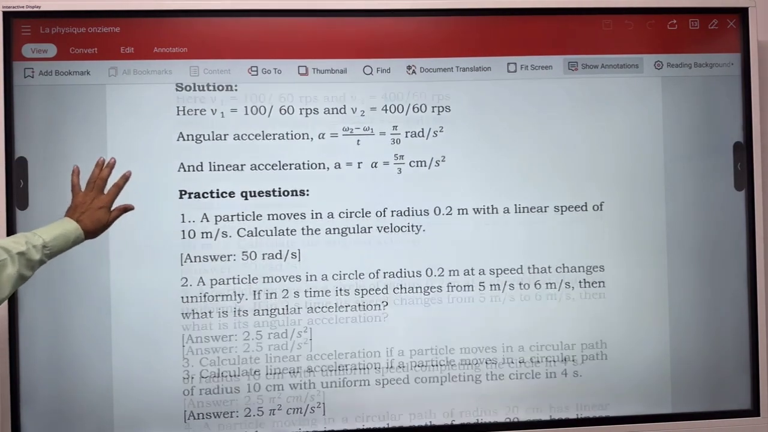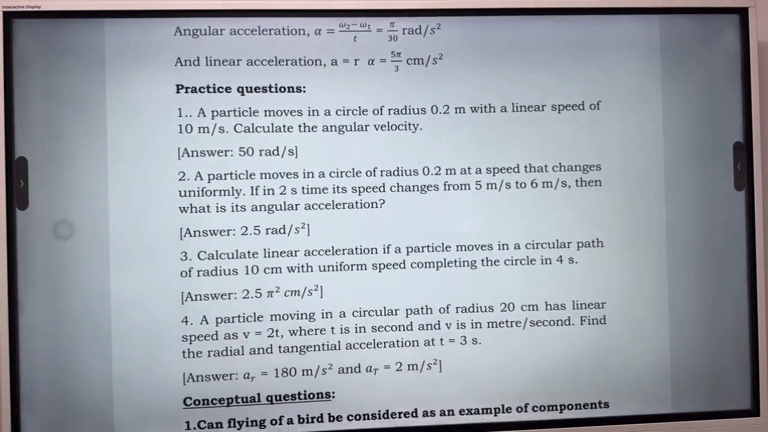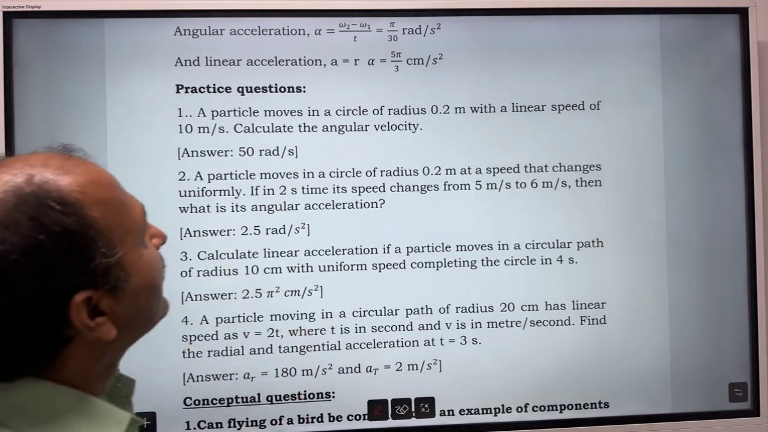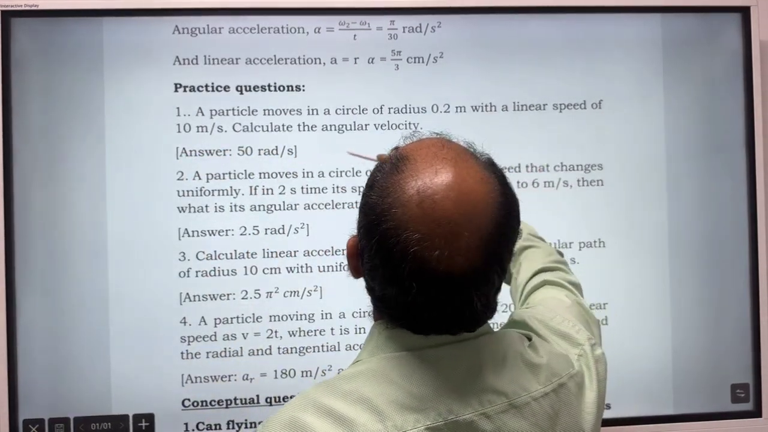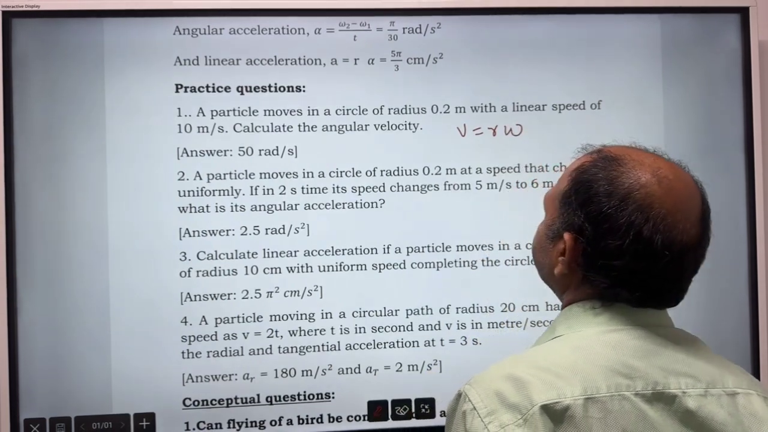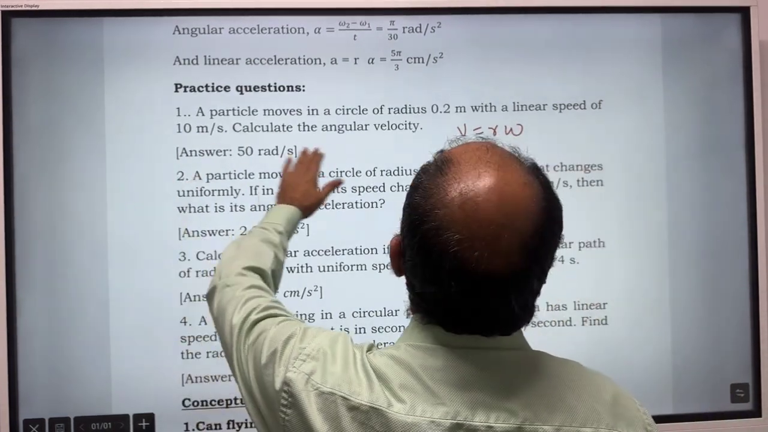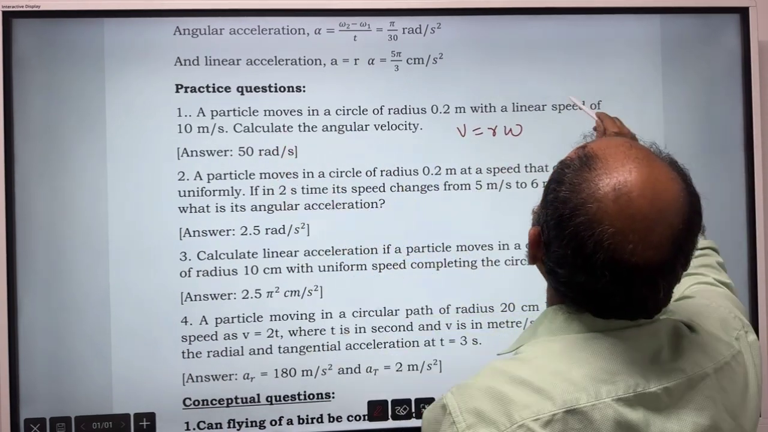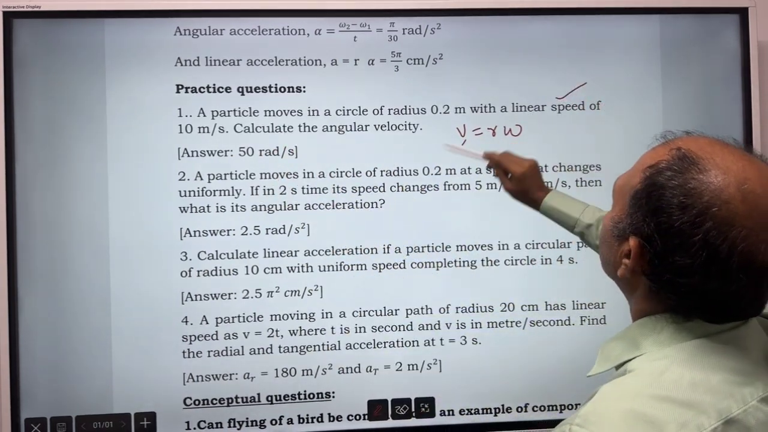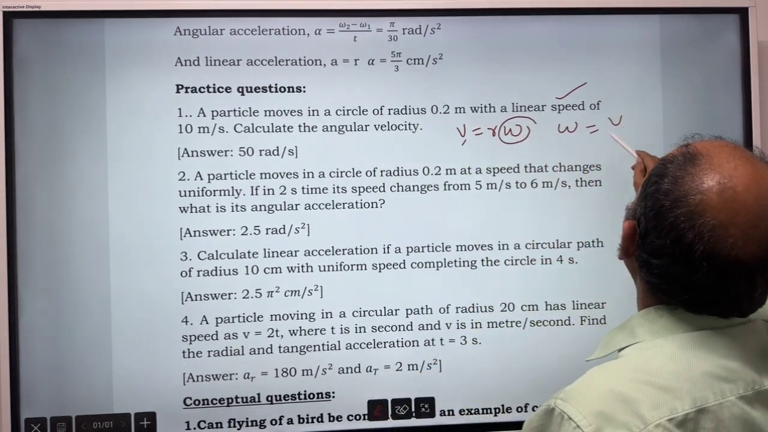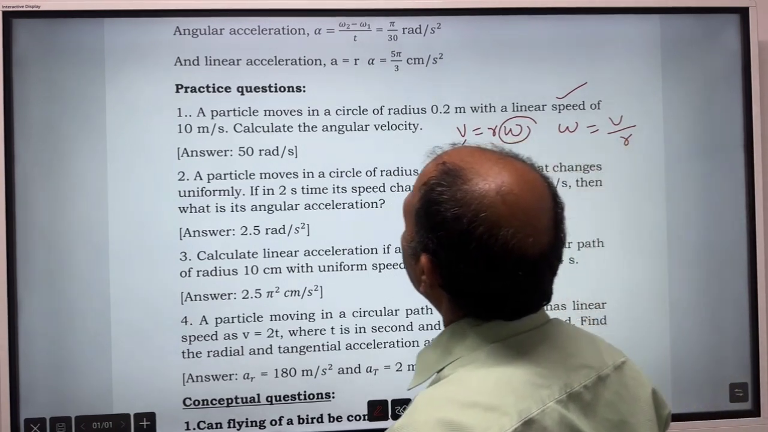Now, the next question is: a particle moves in a circle of radius 0.2 meter with a linear speed of 10 meter per second. Calculate the angular velocity. You can use V equal to R omega. R is given and the linear speed V is given, and you have to find omega. So omega equal to V upon R. Put the values and you will get the answer.